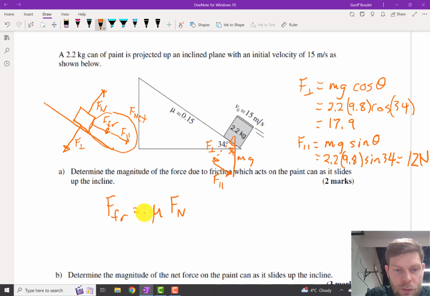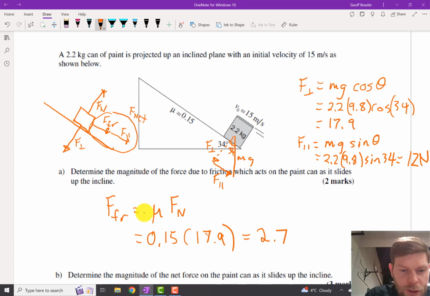Anyway, force of friction is mu Fn. Fn is equal and opposite to F perpendicular, and F perpendicular is this. So mu is 0.15 times 17.9, which is pretty close to 18. 0.15 times 18 is equal to 2.7, I believe.